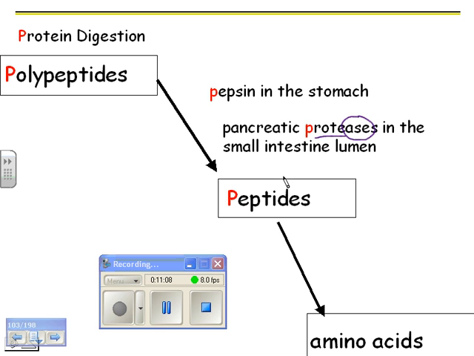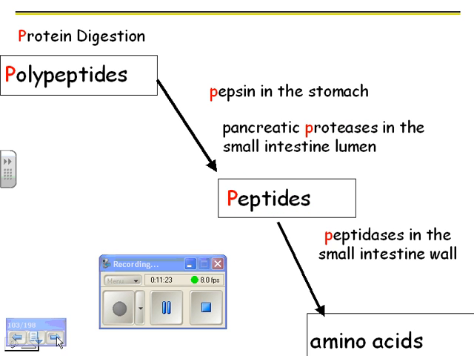Again, all the enzymes that are secreted by glands go into a tube like the small intestine or into the mouth. And then peptides get broken down by peptidases. So peptidases in the small intestine wall break it all the way down to amino acids. The big picture that I want you to get is that polypeptides, proteins, are broken all the way down to their monomers. The monomers are amino acids in this case.